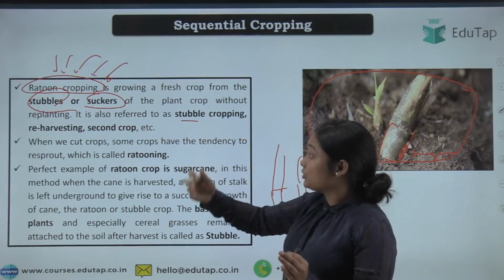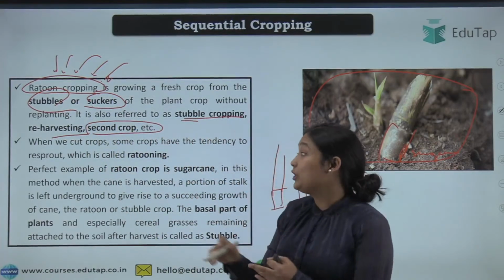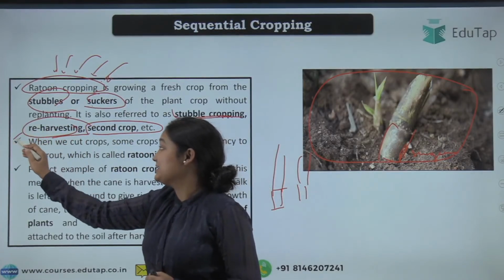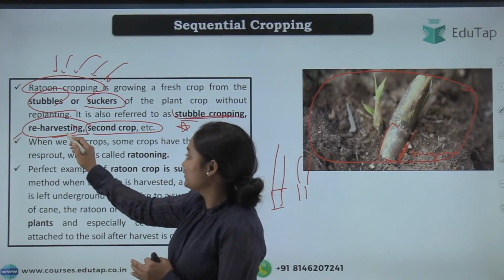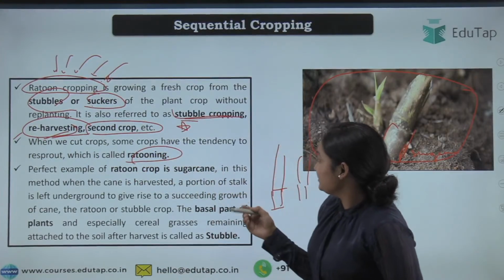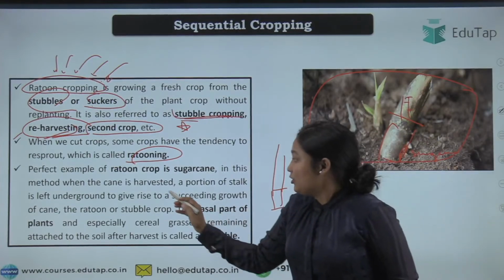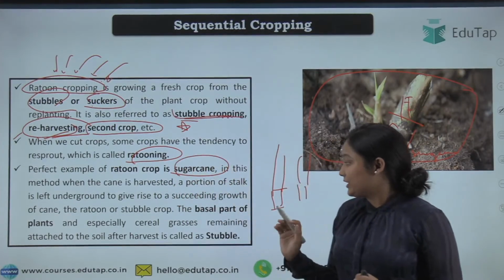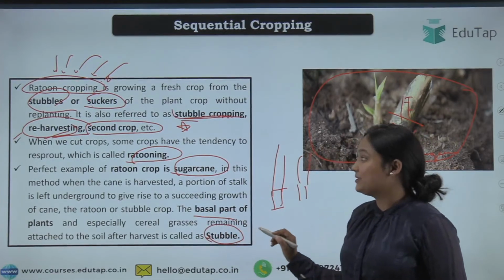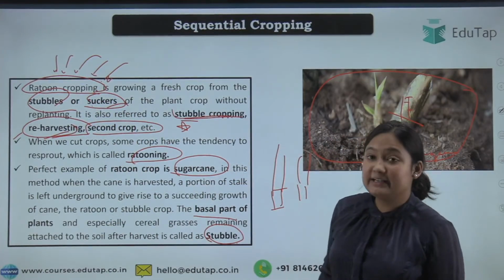So ratoon cropping is also called stubble cropping, reharvesting and second crop. Do remember it, this is very important. Don't get confused if reharvesting is there and you are saying, oh ma'am, I haven't studied that. So that is that. Ratooning, again, as I have told you, you will cut the crop and it will grow again. Ratooning का perfect example is sugarcane. Don't get confused. And basal part, अगर plant के case में we talk about stubbles. And in other cases we call it a sucker. So I hope that is clear.